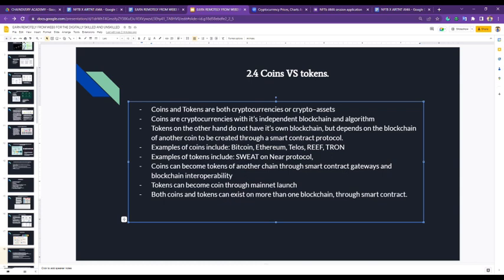So both coins and tokens can exist on more than one blockchain through smart contracts. And whether you're a coin or token, that's what it means. You can be on any chain.